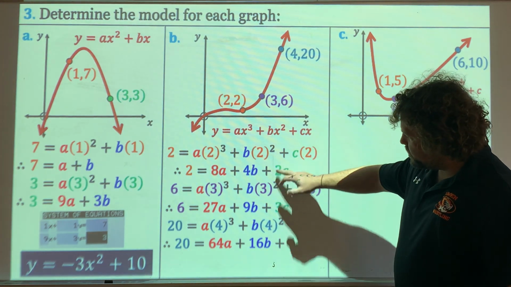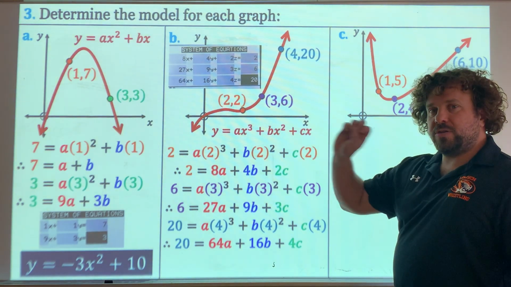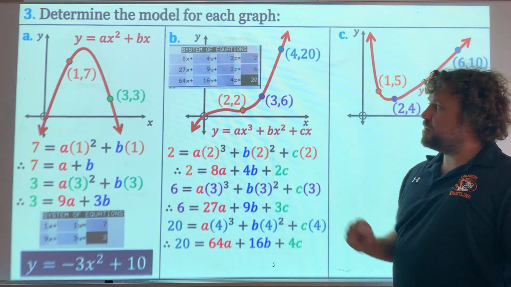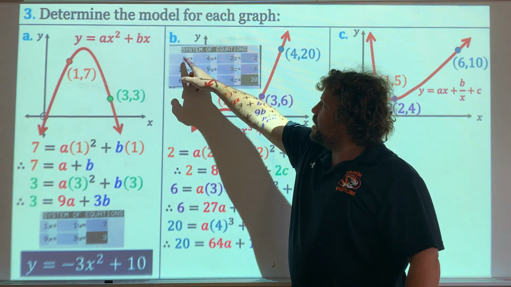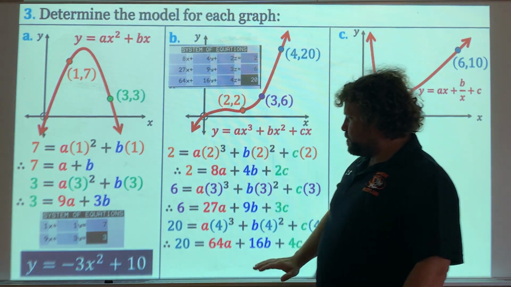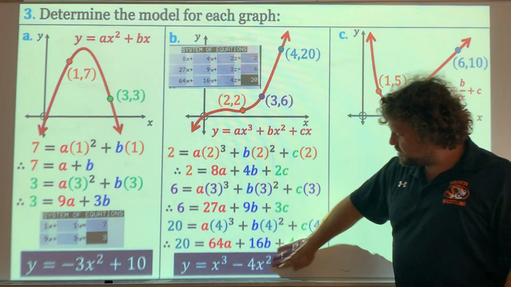You're going to take equations 1, 2, 3, and plug them into the system of equations. Make sure you turn the equations to 3 and the variables to 3. Unknowns to 3. Sorry, unknowns. Type everything in. Equal, you get y equals x cubed minus 4x squared plus 5x.